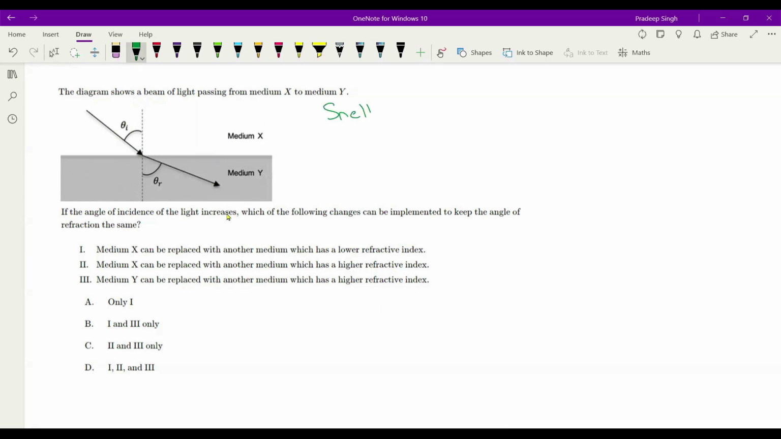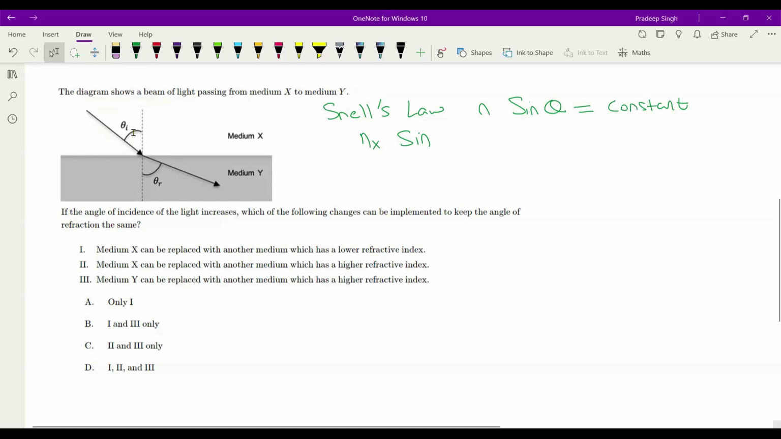Now Snell's law states that the product of the refractive index n with the sine of the angle of incidence is always a constant. n sine theta is a constant. So let's apply that logic here. In the medium X, let's say the refractive index is nx. So nx stands for the refractive index for the medium X multiplied by the sine of the angle in that medium.